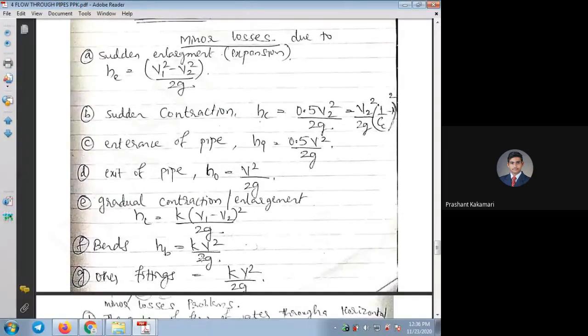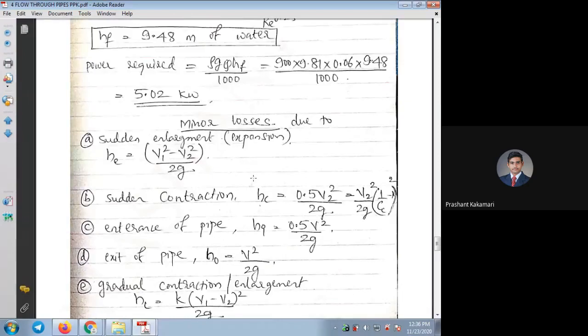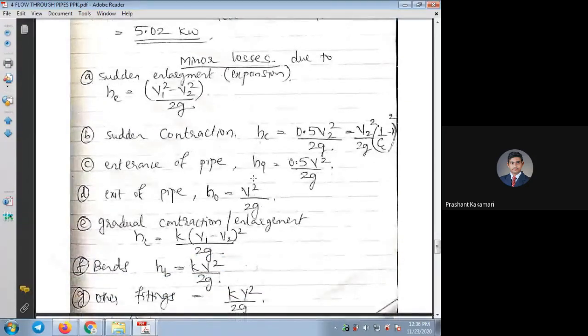Then next, other fittings. If any other fittings are given, like a pressure gauge or some change in the direction of the flow, in such conditions you can again use the K value for the given instrument or device connected to the pipe, and the velocity at that point, V square divided by 2G. These are the various equations you have already seen in the lab, and some equations are added in this discussion.